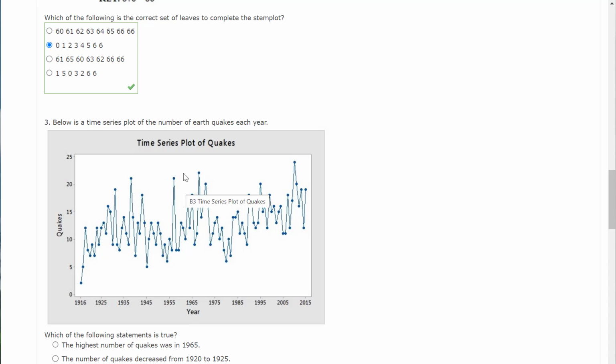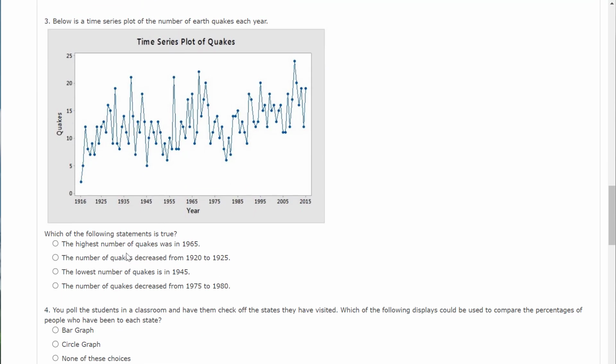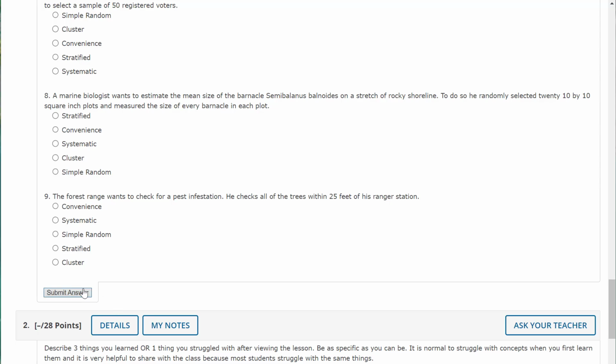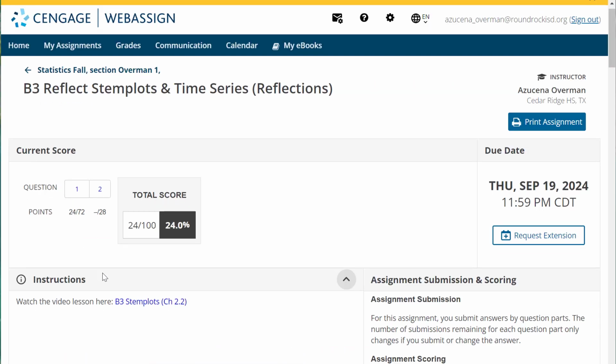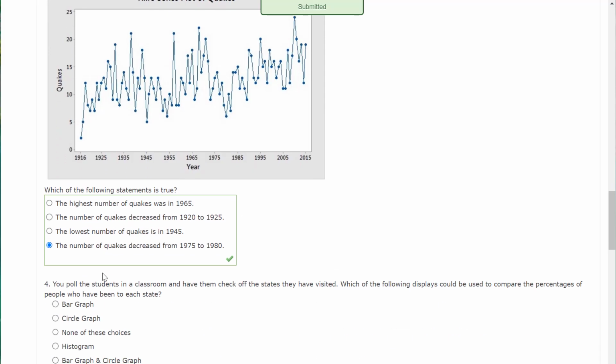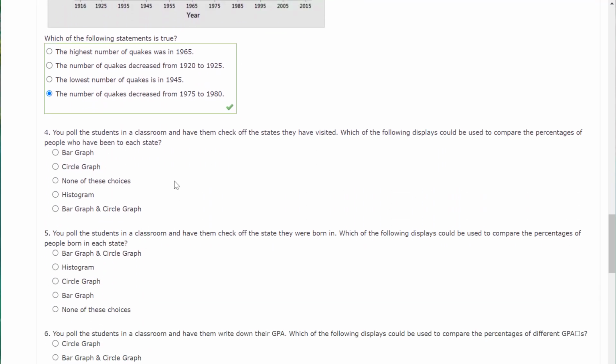Below is a time series plot of the number of earthquakes each year. Which of the following statements is true? The highest number of quakes was in 1965. That actually looks pretty low. The number of quakes decreased from 1920 to 1925. No, they went up. The lowest number of quakes is in 1945. It's actually over here. From 1975 to 1980, quakes decreased. I could agree with that one. Let's go see if I'm right. I don't know the answer. Well, I think I know the answer. And I do.